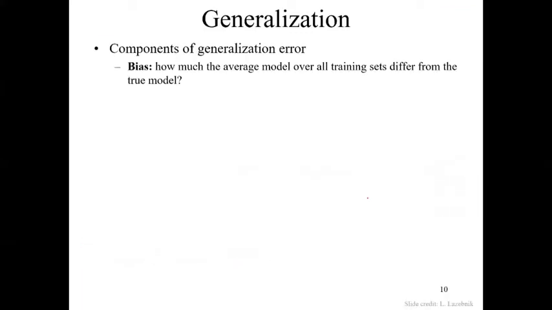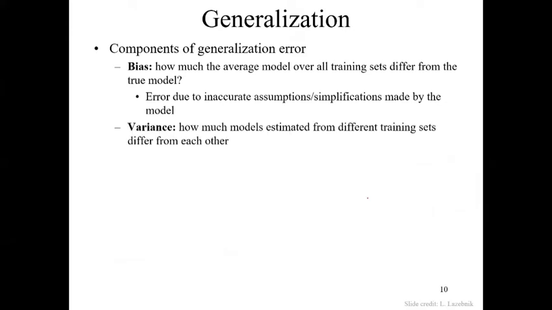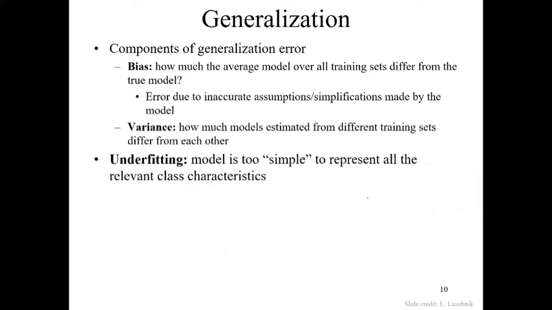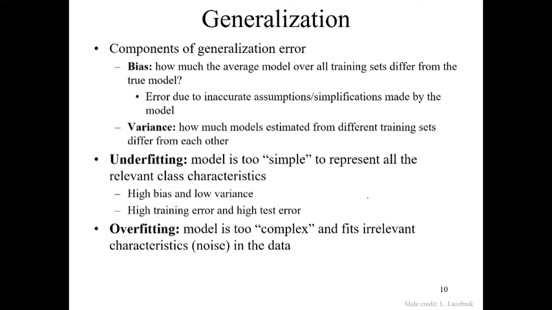Now, on the generalization error, we covered the fact that bias is how much the average model over all training sets differs from the true model. We also discussed variance as how much models estimated from different training sets differ from each other. However, the easier way for us to identify and quantify them results in two very important terminologies, which we call underfitting and overfitting.